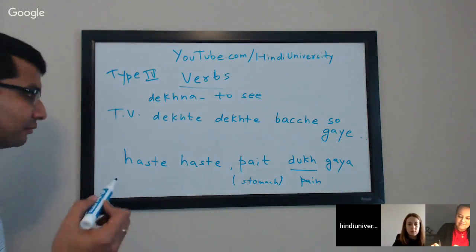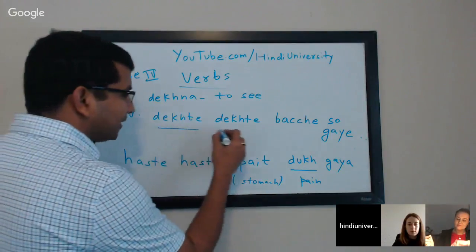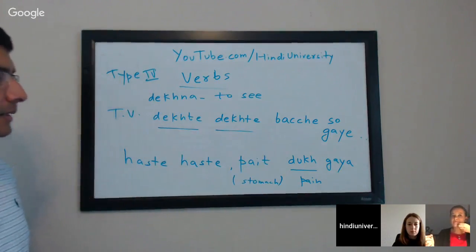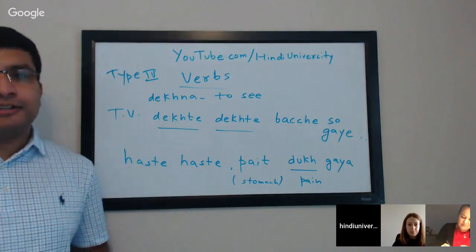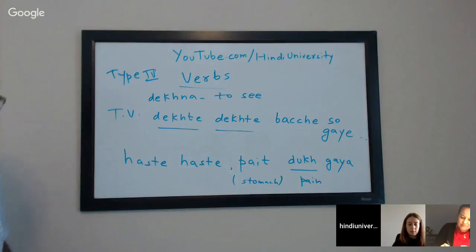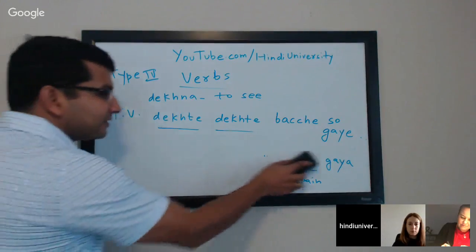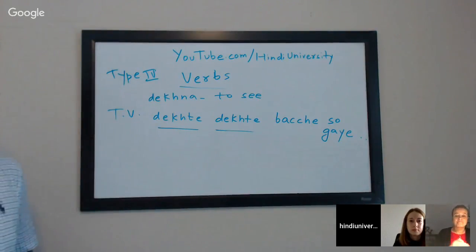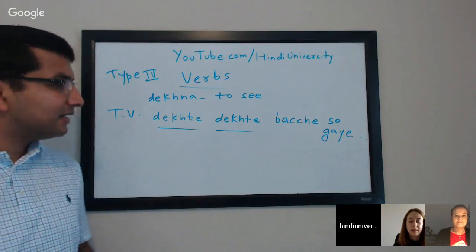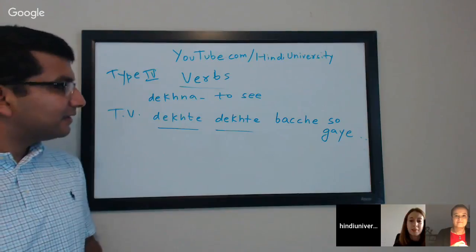Okay, you can tell that you're repeating the word twice. देखना is coming twice. So the word is getting the reduplication here. You want to go first, Chelsea ji, what do you think it means? टीवी देखते देखते बच्चे सो गए. I think it means like the kids watch so much TV that they fell asleep.